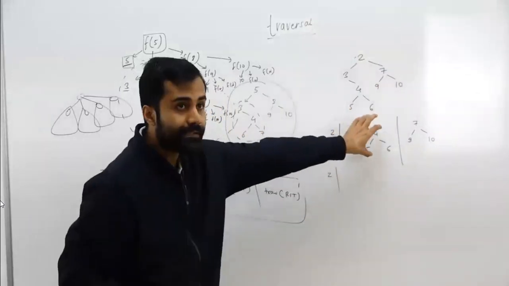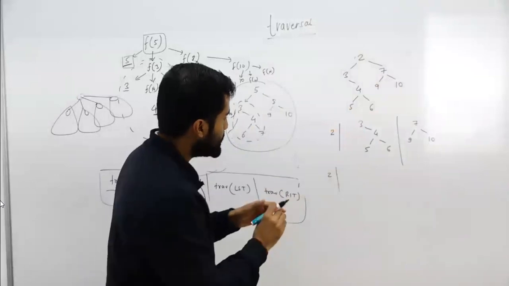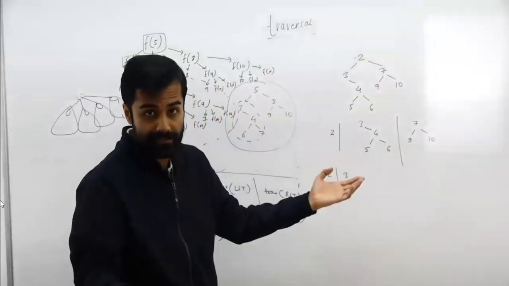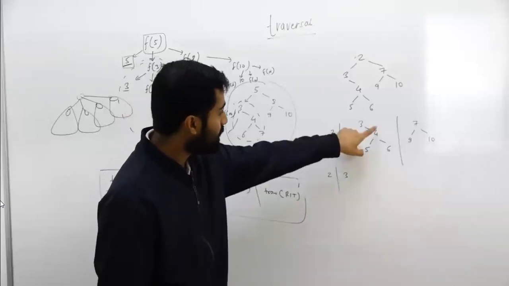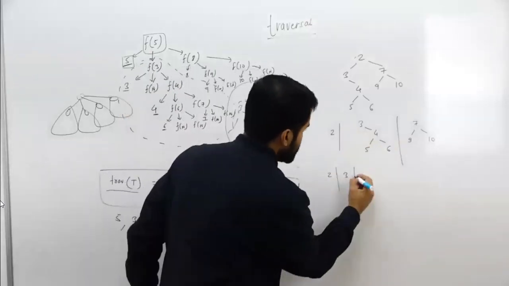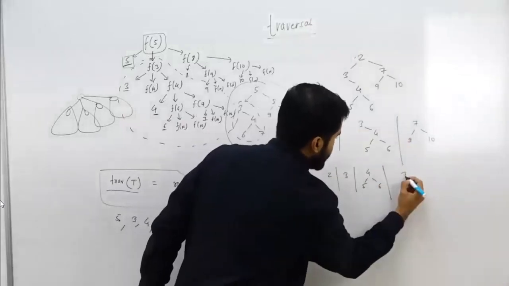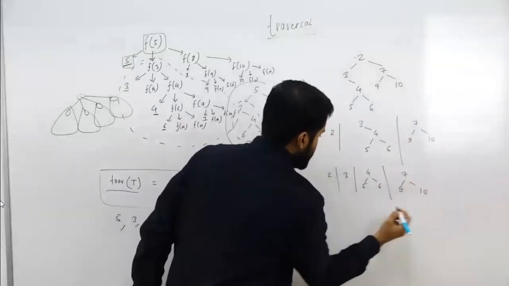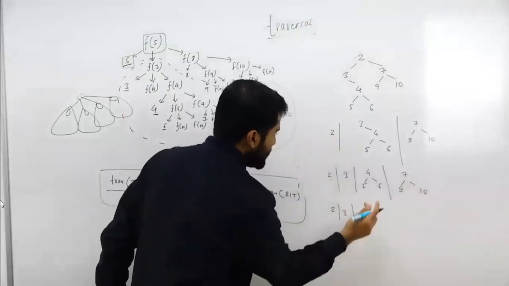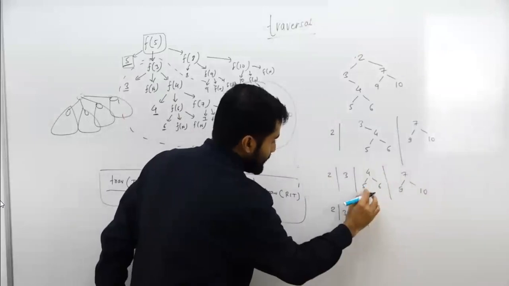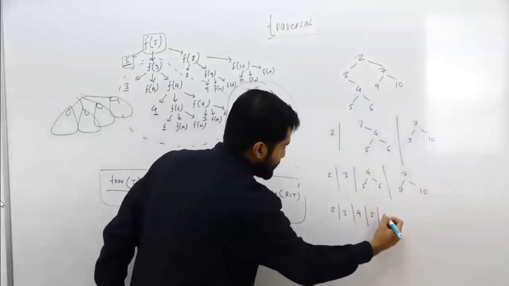Now again, for this, you will first print the root, which is 3. And then you will print the left subtree, which does not exist, so nothing is to be printed. And then you will print the right subtree, which is 4, 5, 6. And let it remain as it is. Now again, 2 and 3 are sorted. So again here, you will first print the root, which is 4, and then the left subtree, which is 5, and then the right subtree, which is 6.